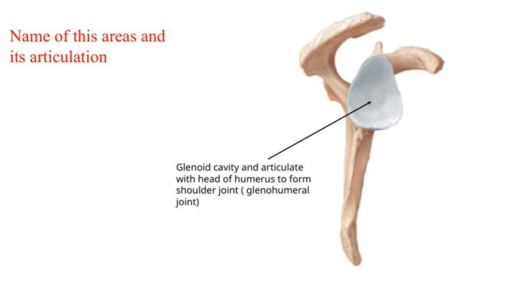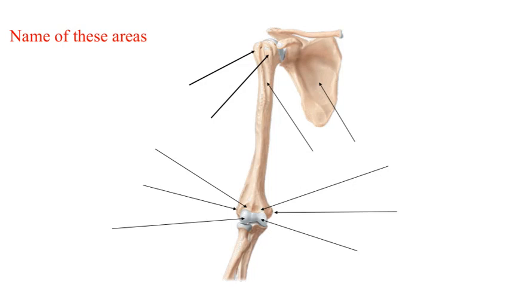The key points here are the name of this area, the glenoid cavity, and its main function, which is to articulate with the humeral head to create a flexible yet stable shoulder joint. Understanding this connection is fundamental, as it highlights how the shoulder's anatomy enables us to perform so many complex movements while maintaining stability. Let's take a moment to look at the names of these areas.